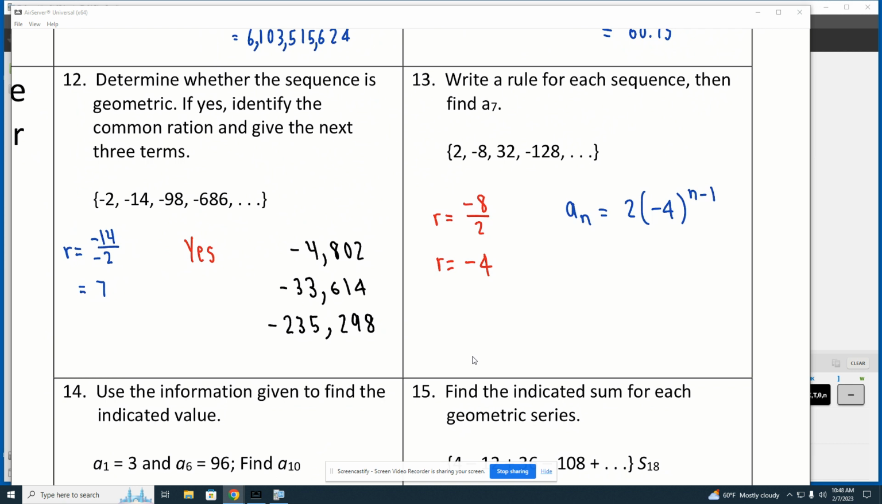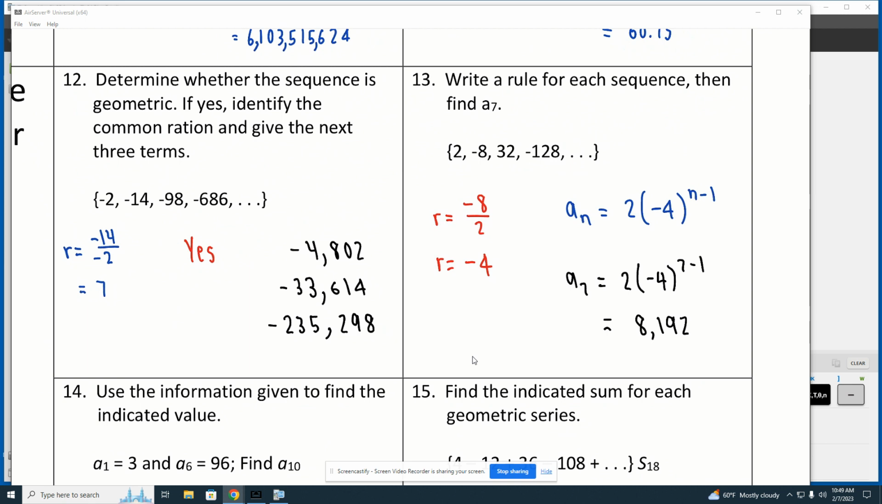So what do we do next? Find a sub 7. So literally, I'm going to plug 7 in. You go to your calculator. You go 2, open parenthesis, negative 4, close parenthesis, raised to the, and you can either type in 7 minus 1, or you can put a 6. Because y'all know 7 minus 1 in your head. So 2, open parenthesis, negative 4, close parenthesis, raised to the 6th power, equals what? 8,196.